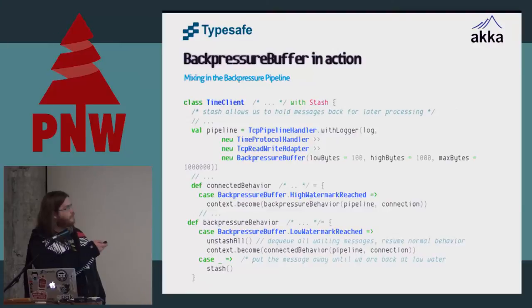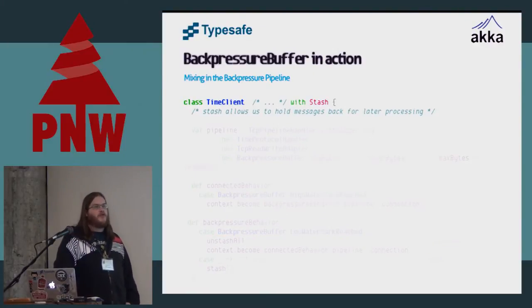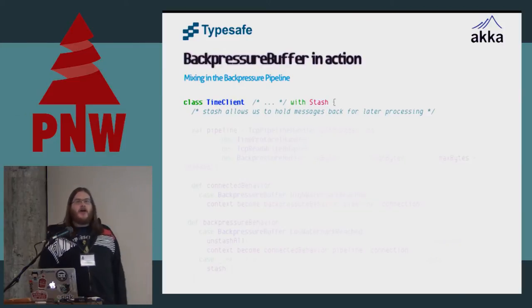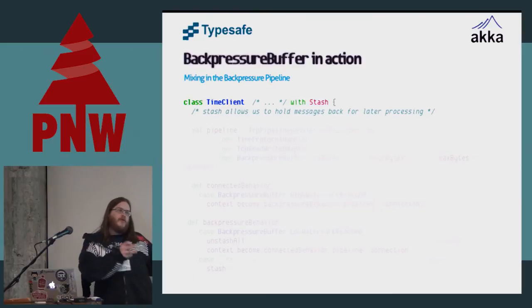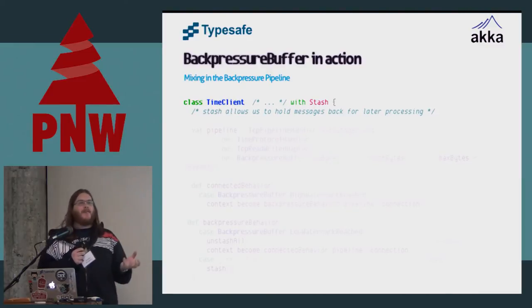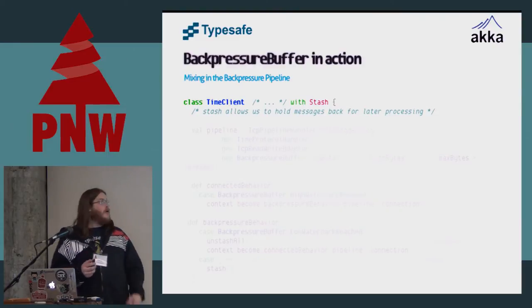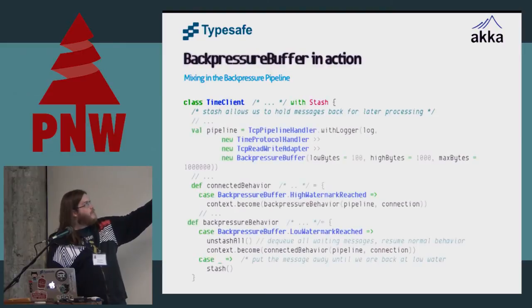So we mix in a stash attribute. Stash is a special attribute that comes with actors that says, I may want to get messages off the mailbox, but then put them into a queue that says I'm going to handle them later. Think about it. If I haven't connected to the network yet, messages like get time I can't handle. But actor messages come in a queue that I can pull one message at a time. So I can stash that message and say, I'll put that on the network as soon as we connect. So stash enables the stash behavior.